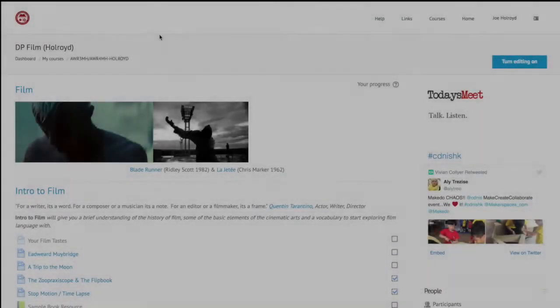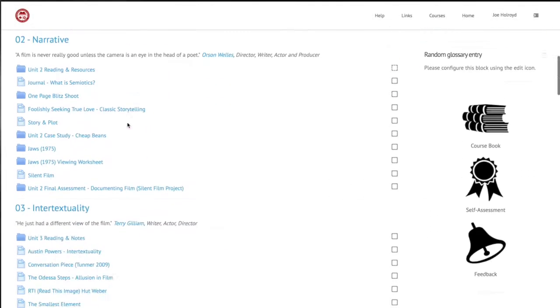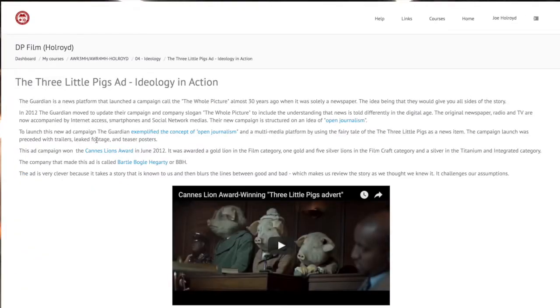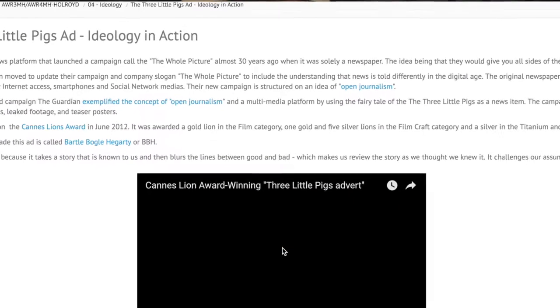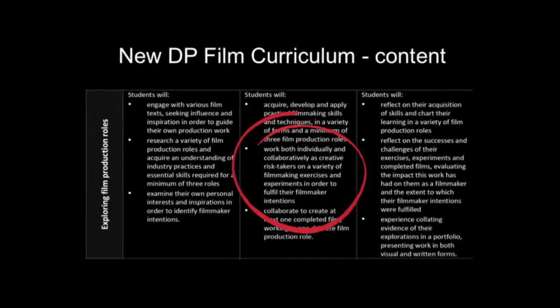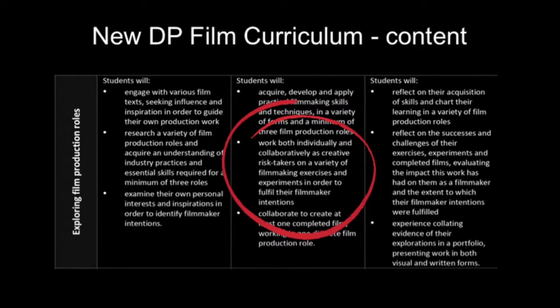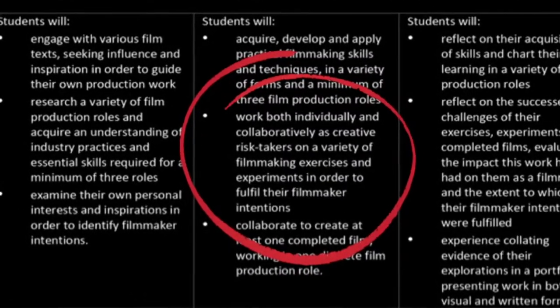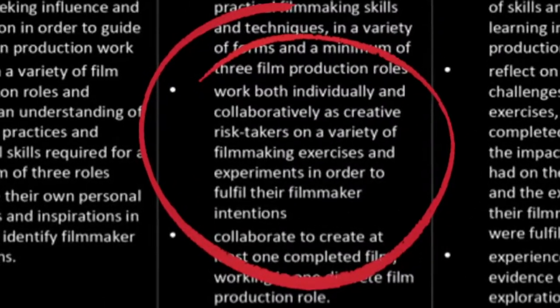At the same time, grade 11 film students are in the exploratory phase of the development of their portfolios. They've just been introduced to the concept of ideology as something that is always inherent to film language, but how to express this understanding collaboratively as creative risk takers on a variety of filmmaking exercises and experiments in the language of the new DP film curriculum.